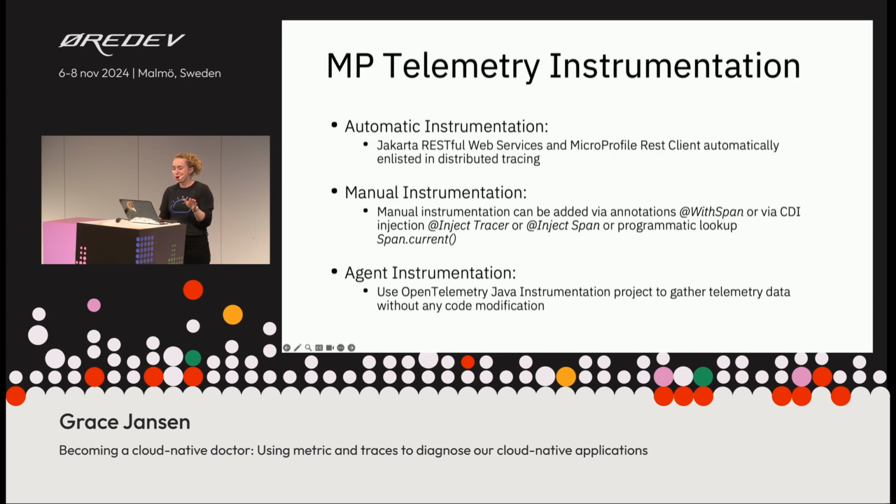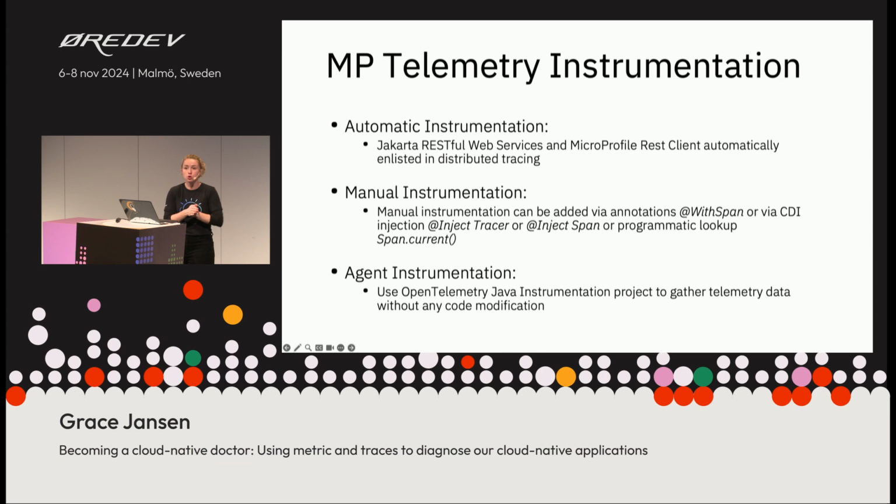So when it comes to actually using MicroProfile Telemetry in our Java applications, there are 3 different ways we can instrument our application. We've got automatic, which is, as you can imagine from the name, the least amount of effort. We've got manual, and then we've also got the Java agent. So automatic instrumentation. If you are already using Jakarta RESTful Web Services and MicroProfile REST Client in your application, you can automatically enlist a lot of your services into tracing without making any code changes, which is really cool.